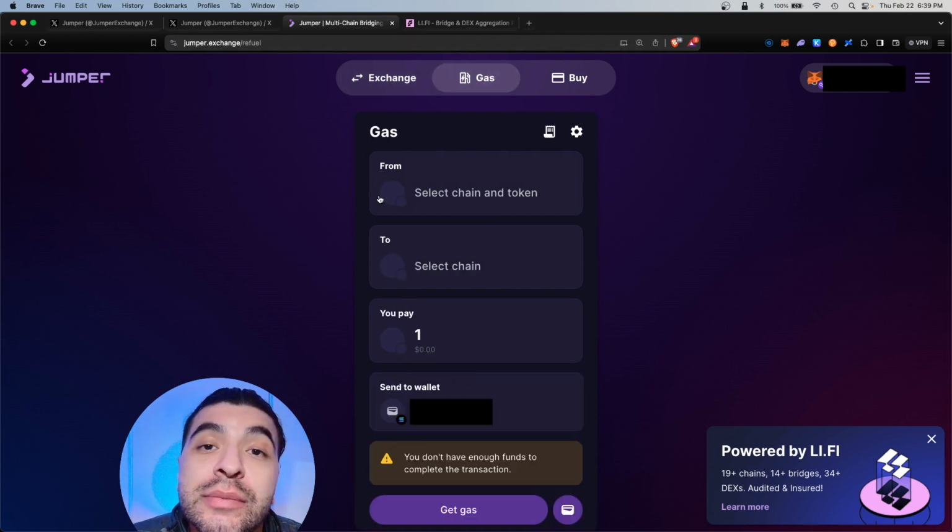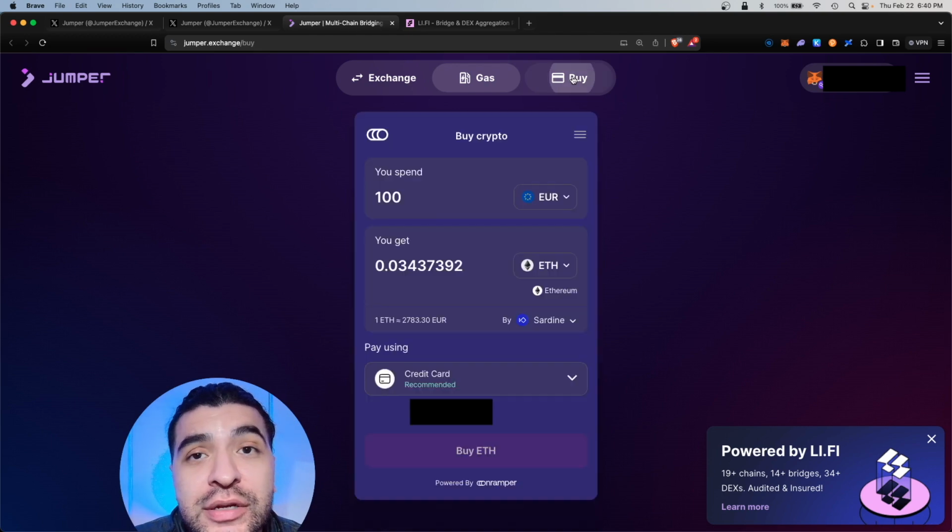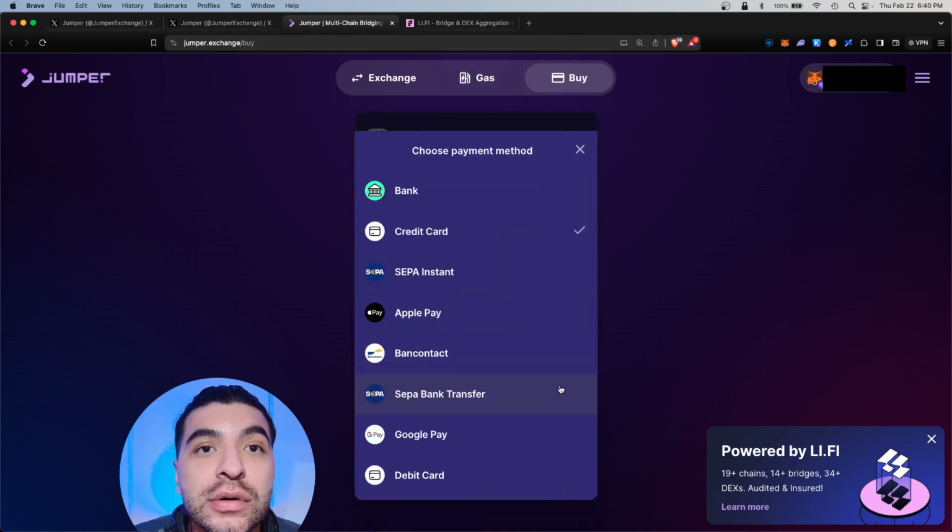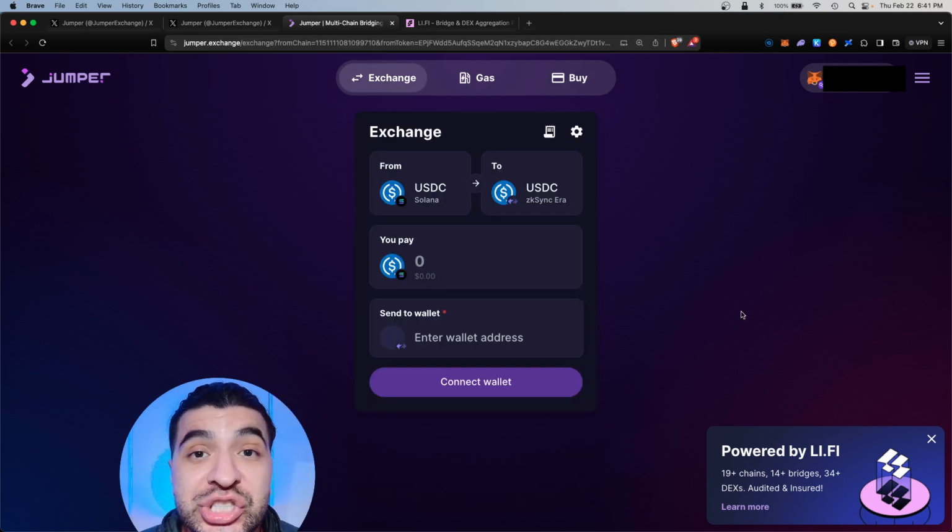Under gas, you can bridge with smaller amounts in case you ever need some gas for a specific token or wallet. You can bridge from different blockchains here. And finally, under buy, you can buy crypto directly on the platform using either a credit card or connect your bank, or even something like Apple Pay or Google Pay. That's pretty much it. A straightforward way on how to swap on Jumper.